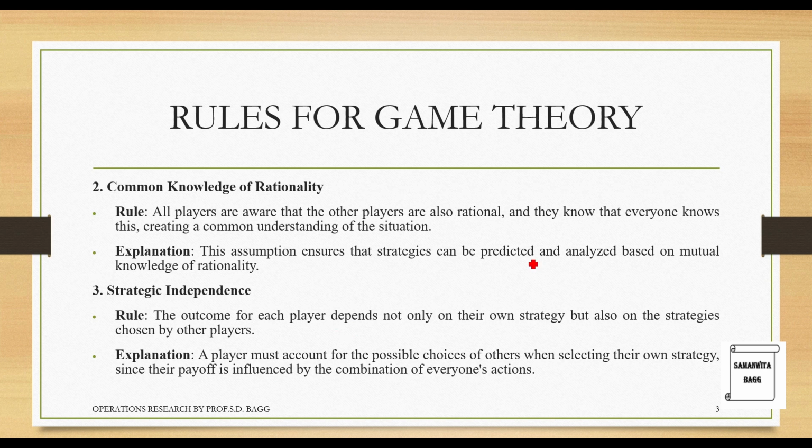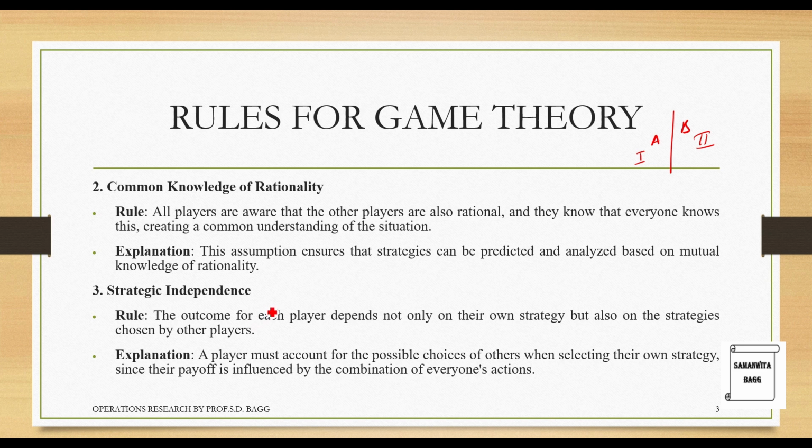Common knowledge of rationality. Rule: all players are aware that the other players are also rational and they know that everyone knows this, creating a common understanding of the situation. So if a particular player A is going to play strategy 1 such that he is going to be in a winning situation, B will know that A is definitely playing rationally and he is going to choose option 1. Also, A knows that B will choose, say, option 2 such that B is in a better situation. So they know that they are playing rationally and they are going to choose what is best for themselves. This assumption ensures that strategies can be predicted and analyzed based on mutual knowledge of rationality.